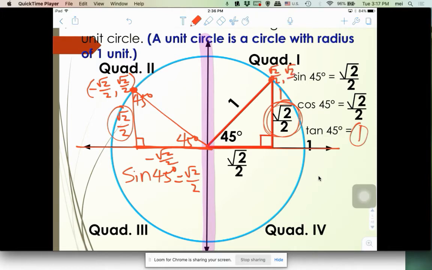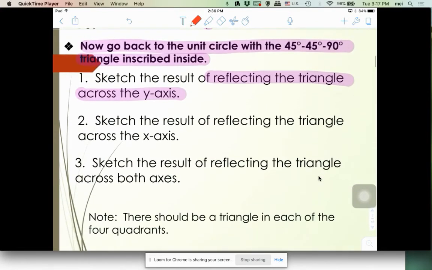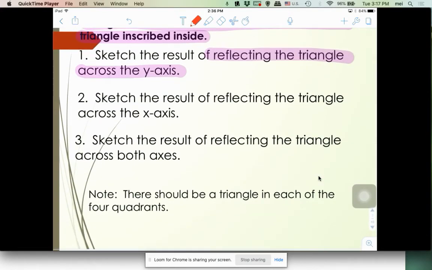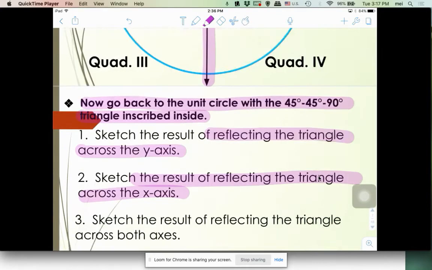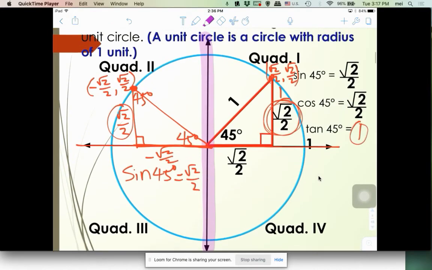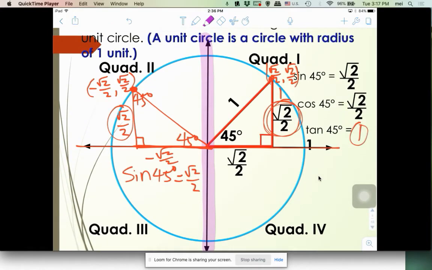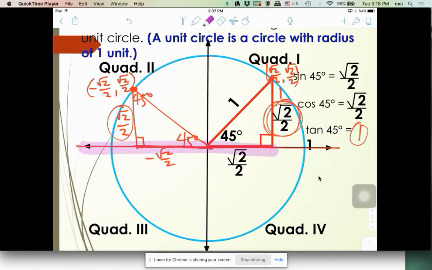Let me fill out the coordinate for the first quadrant. Notice that they are both positive. And then the one on the left side is negative, positive. Next, we're going to sketch the result of the reflection across the x-axis. We're going to reflect these two triangles across the x-axis. Let me clean it up first, and then draw the x-axis line right here. We're going to reflect it across this line.